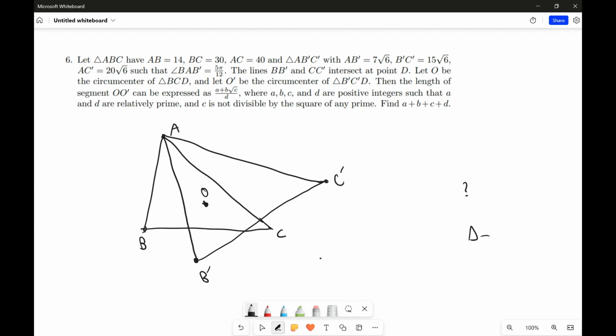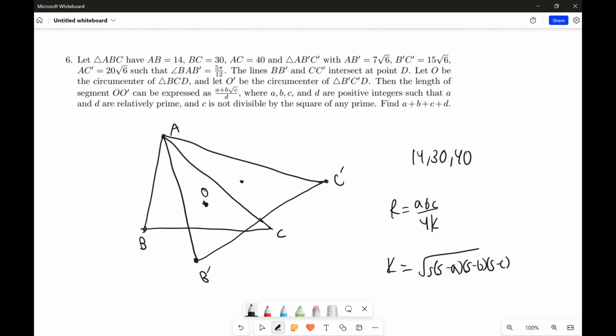And now we just need to find the circumradius of each of these triangles. And this is not hard to do. So let's first find the circumradius of ABC. We have 14, 30, and 40 as our side lengths. And we can use the formula R is equal to abc over 4K, where K is the area. And we have K by Heron's formula. It is the square root of S times S minus a times S minus b times S minus c, where S is the semi-perimeter, a plus b plus c over 2, and a, b, and c are the side lengths.